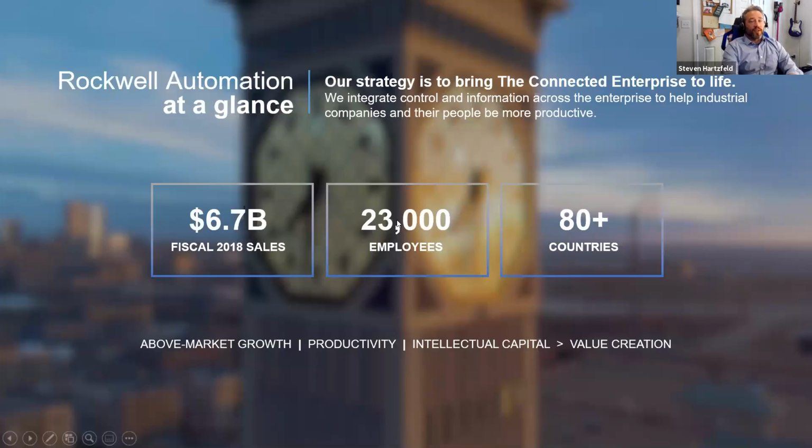So who are we as Rockwell Automation? Very briefly, we are a global company doing business in over 80 countries with over 23,000 employees and almost $7 billion in annual sales. And in fact, Rockwell is the largest company in the world dedicated to industrial automation. We've been helping companies deploy control networks for many, many years, ultimately striving to help them bring the connected enterprise to life.